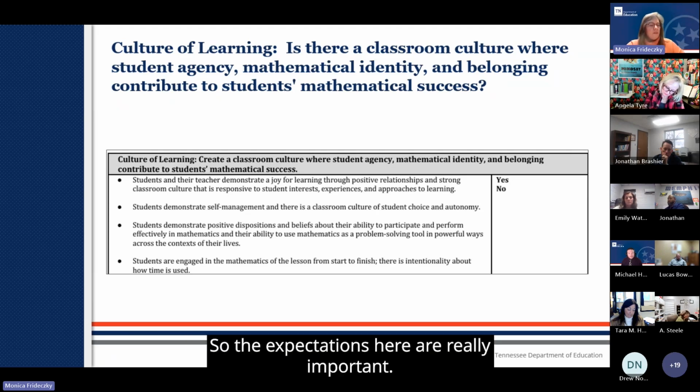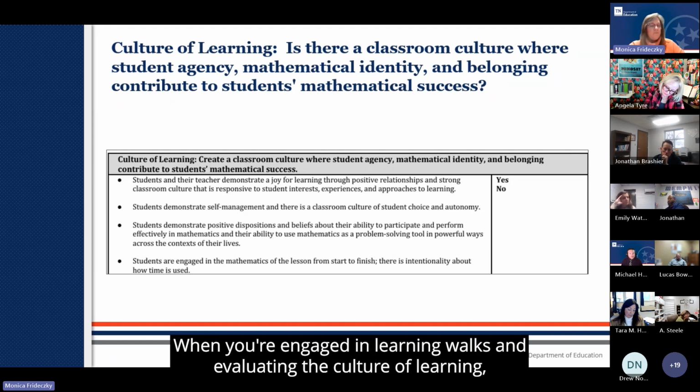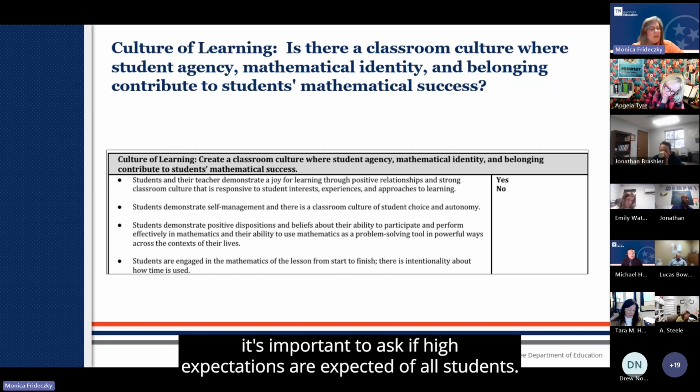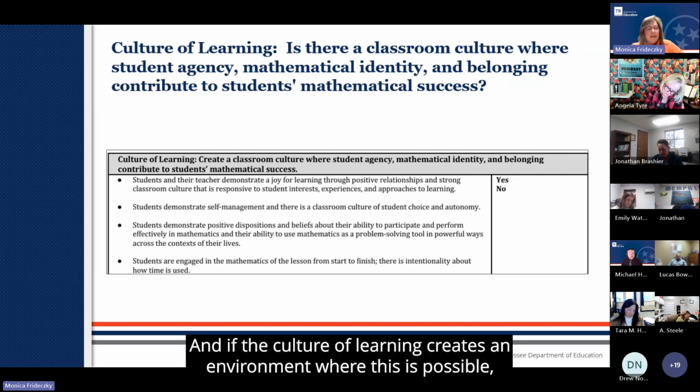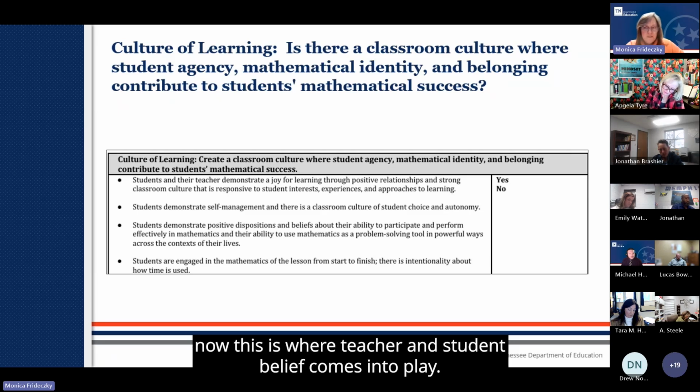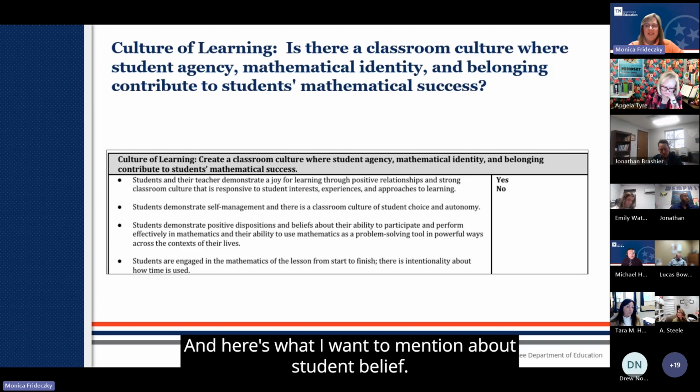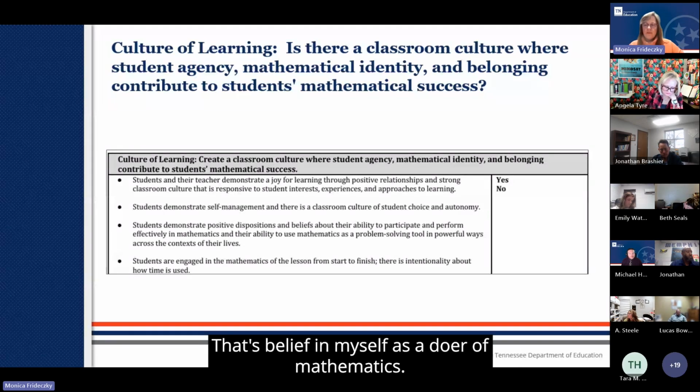So the expectations here are really important. When you're engaged in learning walks and evaluating the culture of learning, it's important to ask if high expectations are expected of all students and if the culture of learning creates an environment where this is possible. Now, this is where teacher and student belief comes into play. And here's what I want to mention about student belief. That's belief in myself as a doer of mathematics.